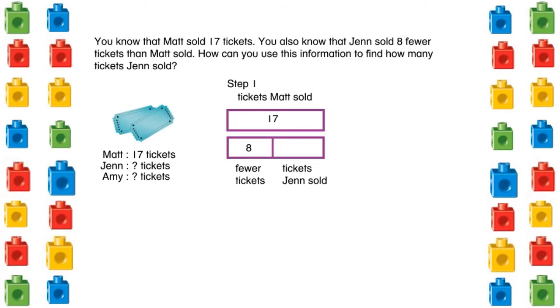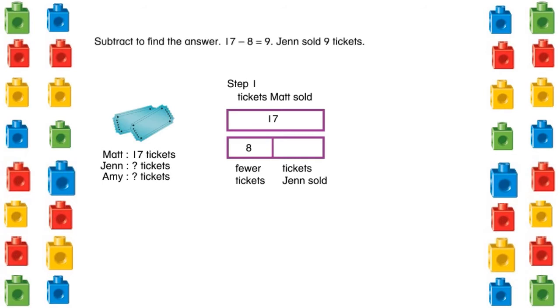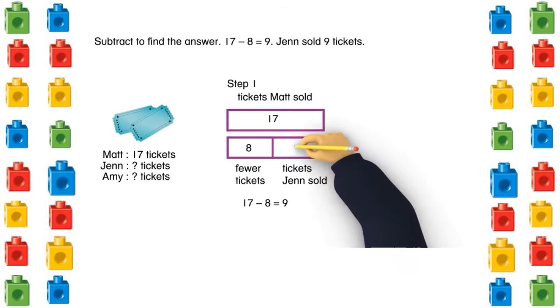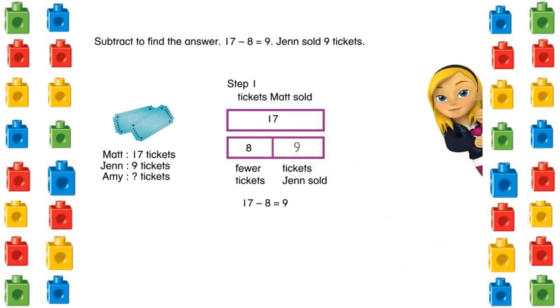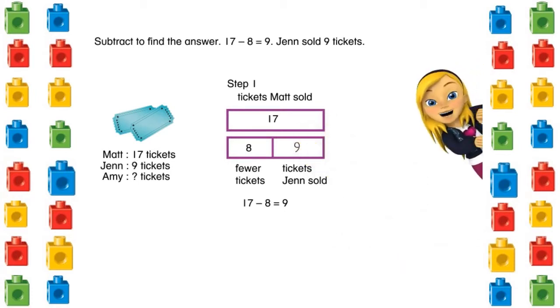Oh, we have lots of options here, right? We can use an open number line. We can even use a bar diagram, which is what that looks like. So maybe we can use fact families if we know them and our near doubles facts. Subtract to find the answer. 17 minus 8 is equal to 9. Jen sold 9 tickets. Nice work!